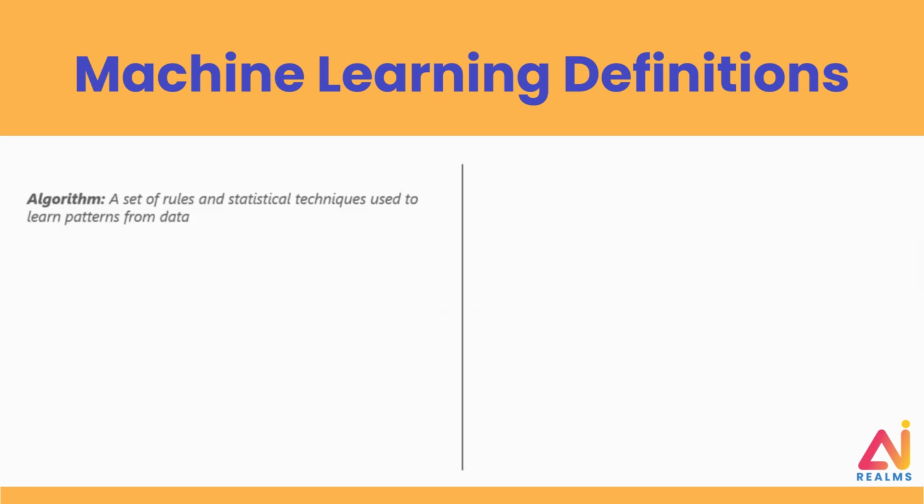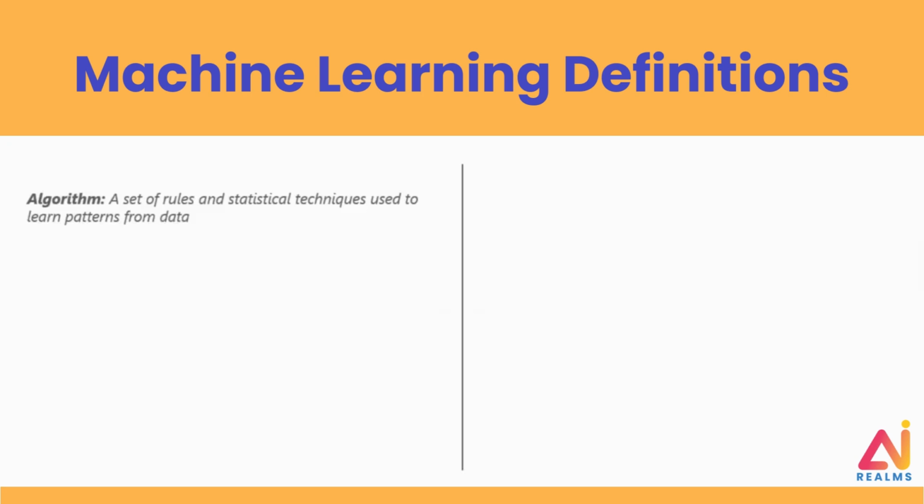So the logic behind a machine learning model is basically the machine learning algorithm. An example of a machine learning algorithm is linear regression or decision tree or a random forest. All of these are machine learning algorithms which define the logic behind a machine learning model.